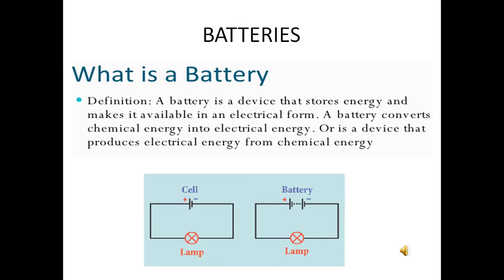The definition of a battery is: a battery is a device that stores energy and makes it available in an electrical form. A battery converts chemical energy into electrical energy, or is a device that produces electrical energy from chemical energy. Already you know that a cell can be used only one time, but a battery we can recharge many times. So the positive side is the anode and the negative side is the cathode.